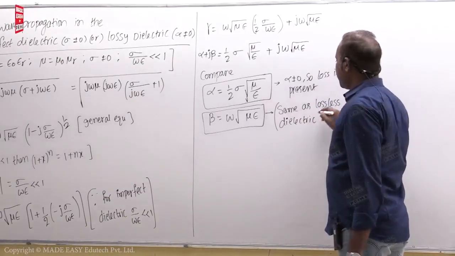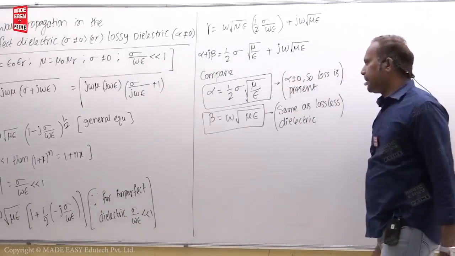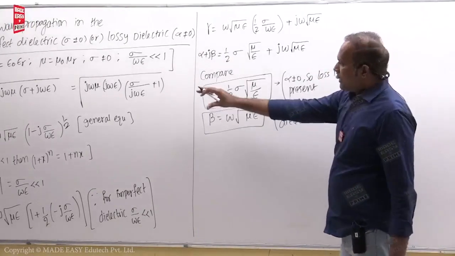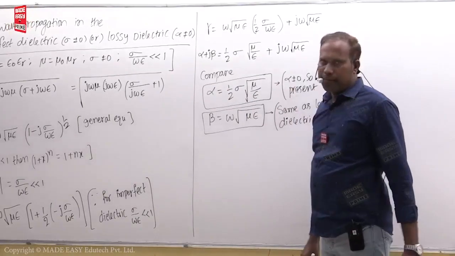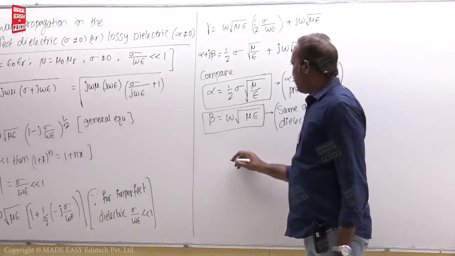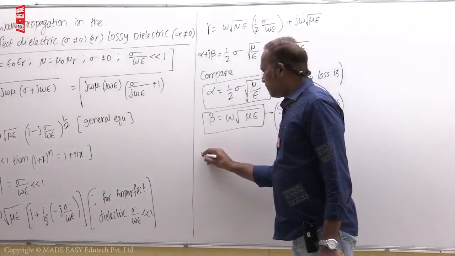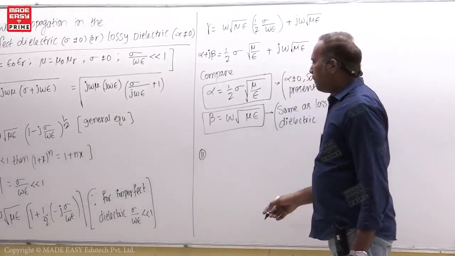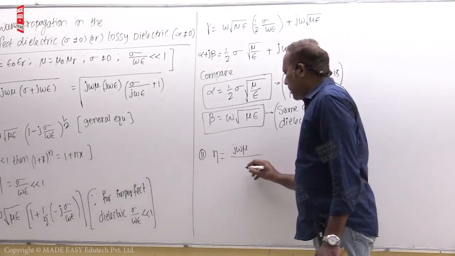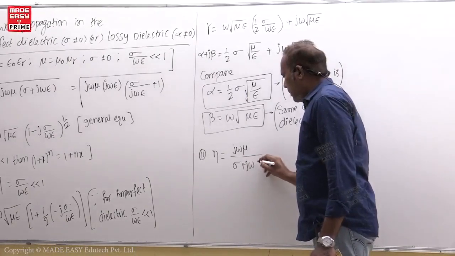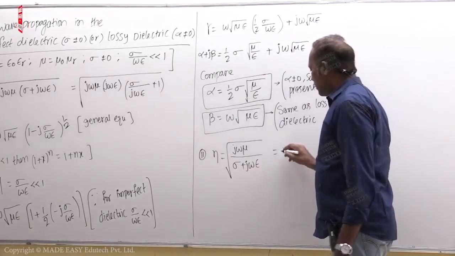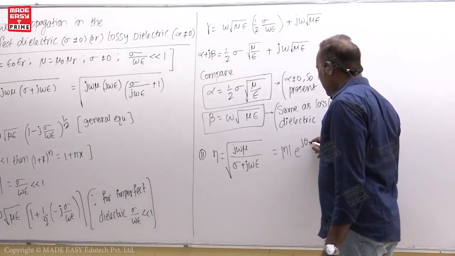This is same as, okay, loss is present. That is why it is called lossy dielectric. After discussing this much, you have to remember this one. Next, second one. Anyway, impedance eta is equal to j omega mu divided by sigma plus j omega epsilon under root, that is complex because sigma not 0, so mod eta e power j theta eta.